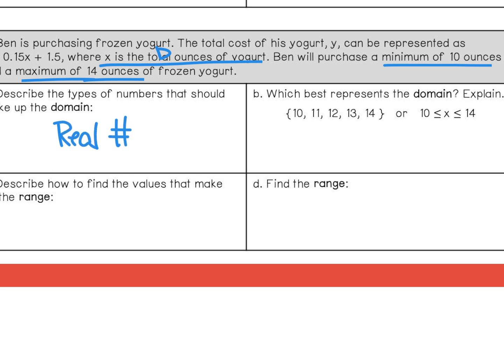These are going to be fractions. These are decimals, all of that. We can have a half. So if we can have a half, then we're going to use an inequality. Okay?